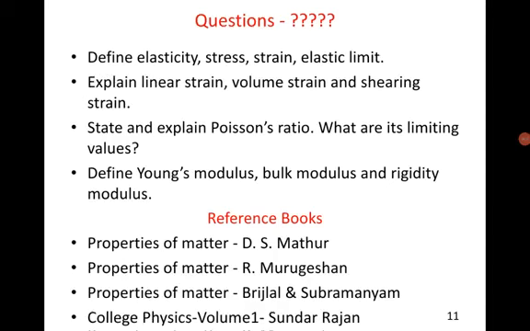Then the questions in this session are: define elasticity, stress, strain, elastic limit. Explain linear strain, volume strain, and shearing strain. State and explain Poisson's ratio and what are its limiting values. Define Young's modulus, bulk modulus, and rigidity modulus. And state and explain Hooke's law.